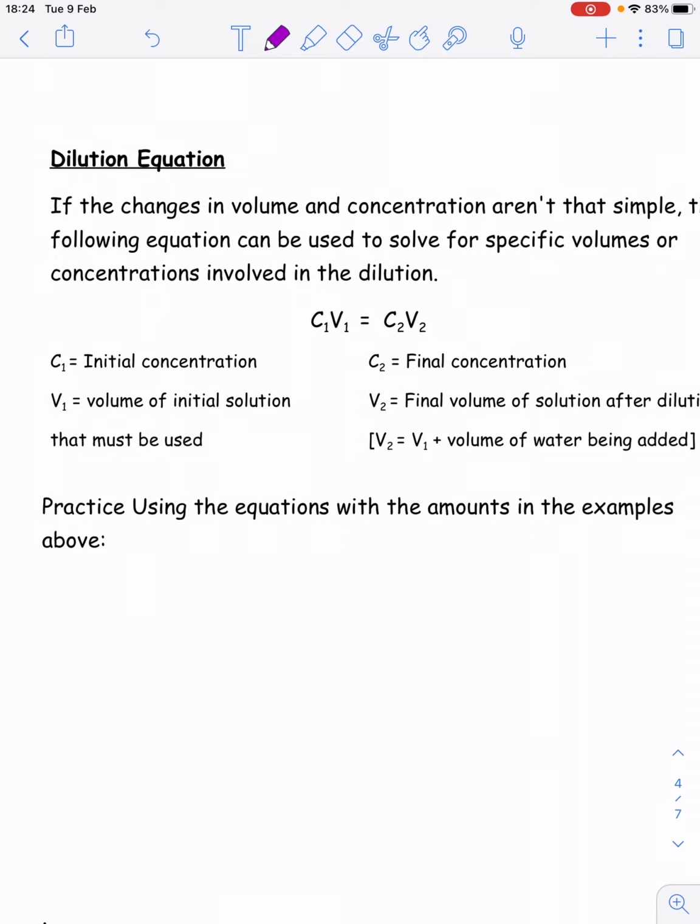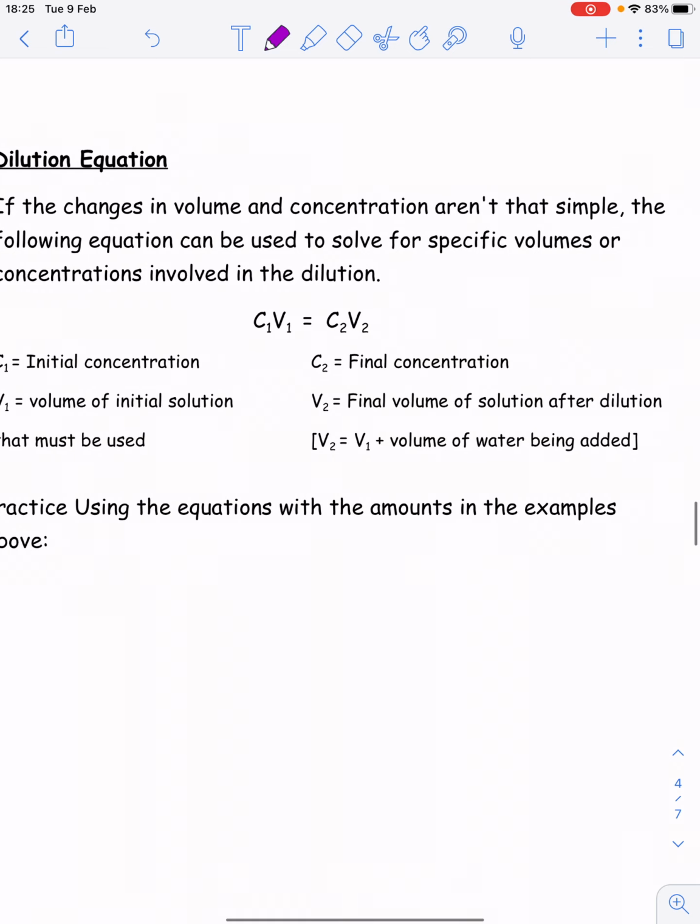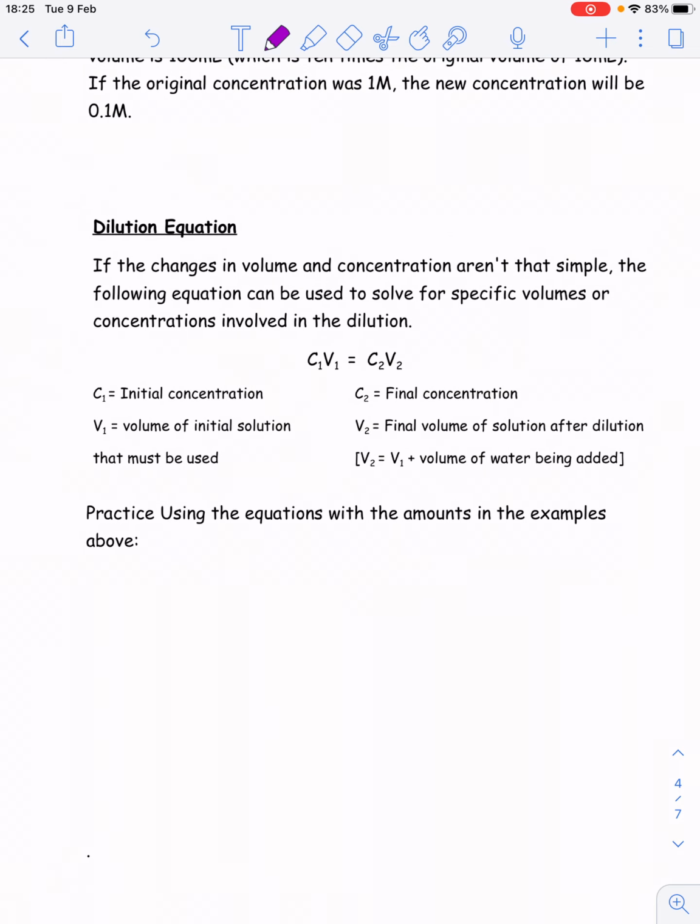C1 refers to the initial starting concentration that you have. C2 is the concentration that you want to make. V2 is the volume that you want to have after you add the water, after you do the dilution. And V1, in most instances, is what we're going to be solving for in this equation.